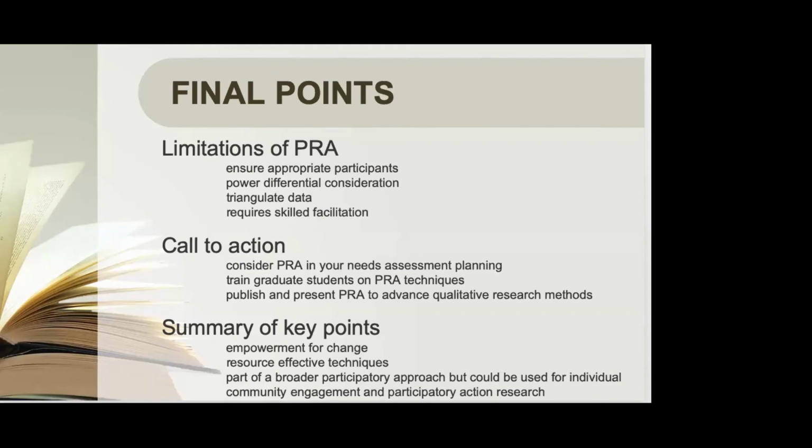Obviously there are limitations to PRA, and so we like to suggest that it's used to help triangulate information that's gathered through other sources. Also, the information that you learn is only as accurate as the participants are representative of the community, and so ensuring appropriate participants.